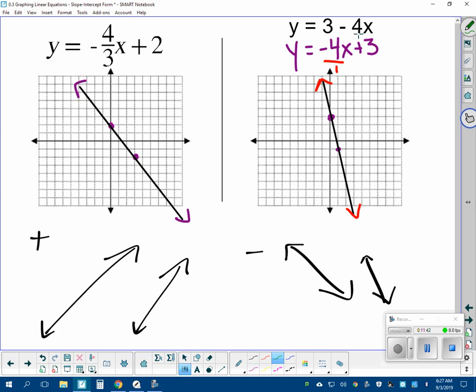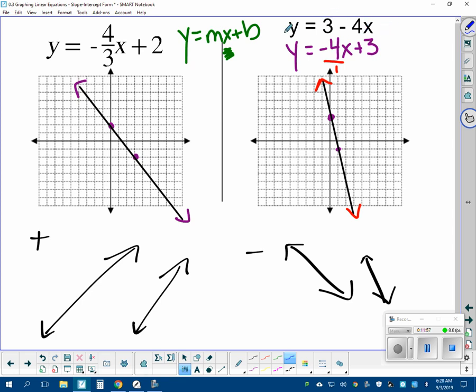The second one was a little tricky. Did I trick you? Notice those are not in the right order. We're talking y equals mx plus b. The slope has to have an x with it. It's not just the first thing. These are out of order.